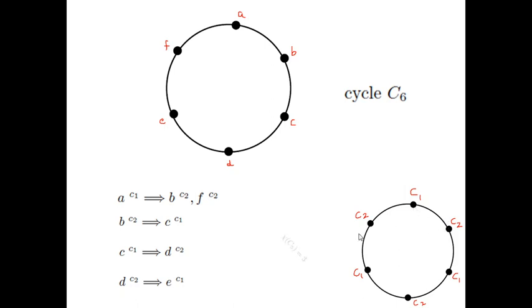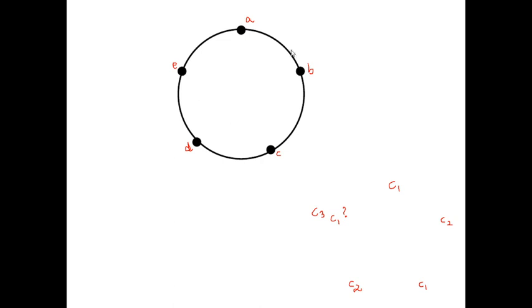So we can see the chromatic number of C6. Actually this is C6, not C5. The chromatic number of C6 is 2. So for C6, the number of colors needed is only 2. Right. Let's see the next one, which consists of 5 vertices A, B, C, D, E, the cycle C5. And you can see the colors.